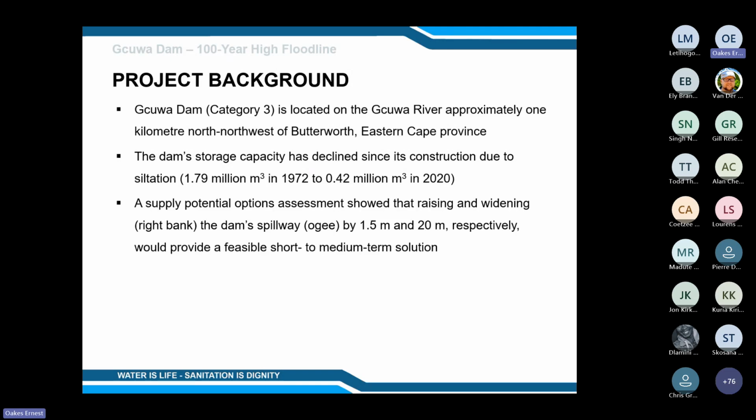So our colleagues at the DWS, specifically our colleagues in the dam design section, undertook a very detailed assessment of all sorts of options to look into how we could reclaim the storage. After numerous options were considered, it was decided that a good short to medium term solution is to raise the spillway level and the full supply level by 1.5 meters, and then widen the spillway on the right bank by 20 meters. This would basically give us some time for the next few years or decades to implement a more long-term solution.